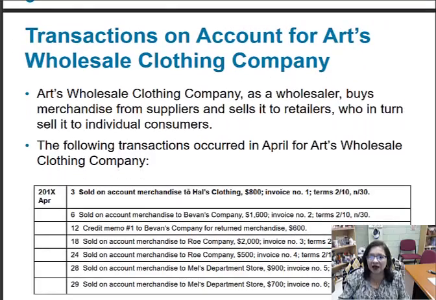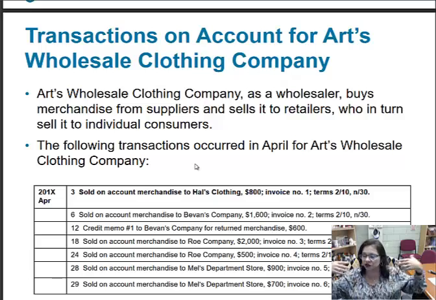Okay. So then the transactions on account for Arts Company. Arts Clothing Company is a wholesaler, buys merchandise from other people who in turn sell it to individual customers. So as a wholesaler, for example, that means that Art is now the one making things. He's the one making the clothing, shorts, t-shirts, shirts, whatever the case may be. Okay. So this is what some of the things that happened.